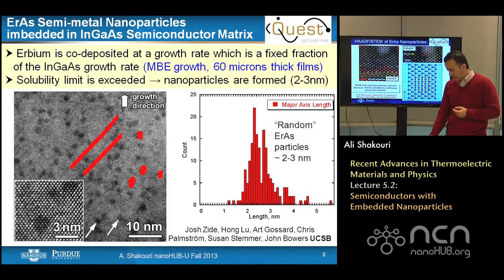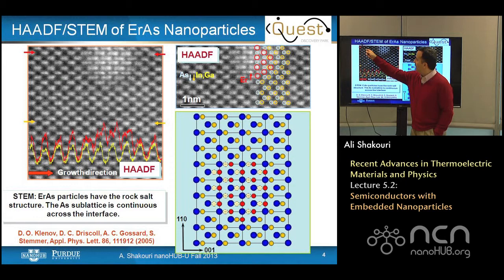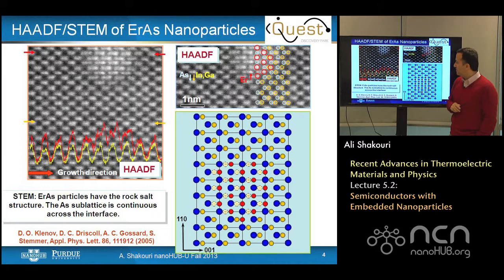These are higher resolution, high angle annular diffraction patterns and scanning transmission electron microscopy images. Through the Z contrast, you can identify where the arsenic atoms are, where the indium atoms are, where the erbium is. And again, the blue lines basically tell you that the arsenic sublattice is continuous. You have a nanoparticle completely embedded. Instead of replacing group 3 here, you have erbium.